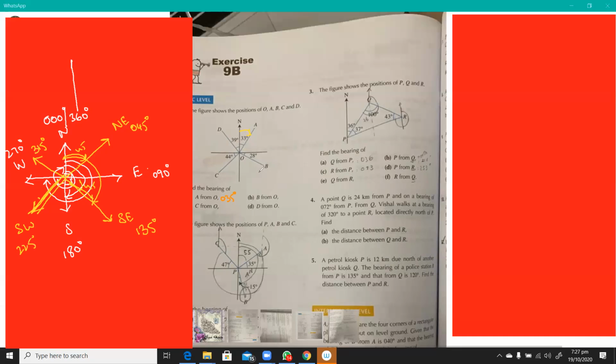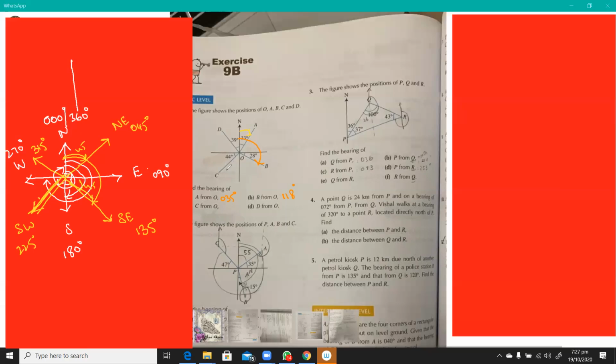What is the bearing of B from O? So you have to start 90 from this plus north and go up to this. So that is going to be 90 plus 28. That is 118 degrees. Okay.